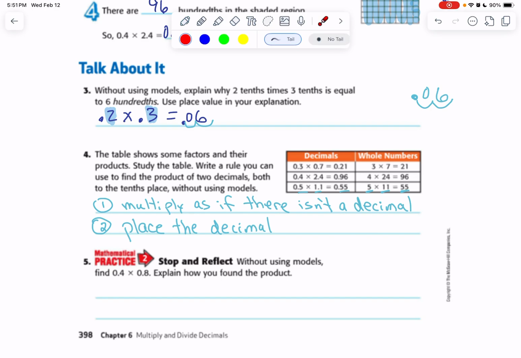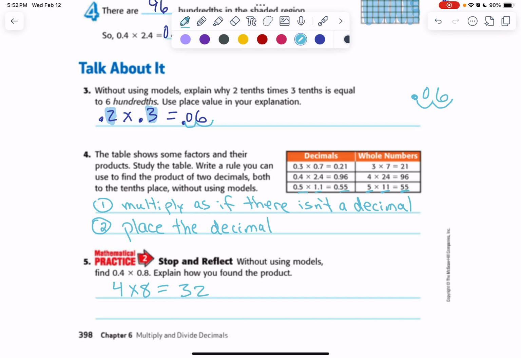All right, let's look at number 5. Without using models, find, that means solve this, 4/10 times 8/10. Explain how you found the product. Could we show our steps and explain as we go? Sure, of course we could. So first, we could do 4 times 8 equals 32.